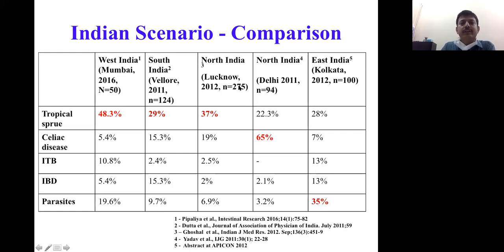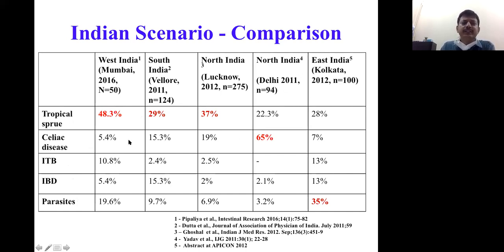So among all these studies which are looking at the spectrum of malabsorption as to what are the causes of malabsorption, if you see, the actual cause may vary from center to center, but still, as I told you, tropical sprue, celiac disease, tuberculosis, IBD, which is mainly Crohn's for malabsorption, and parasitic infection. These are the ones which account for most cases in all this series.